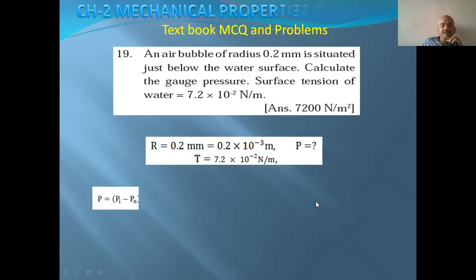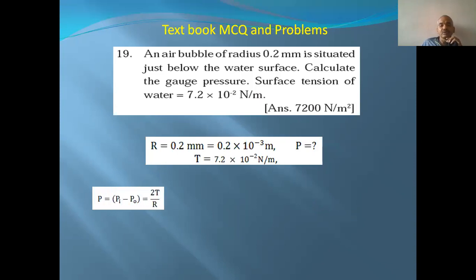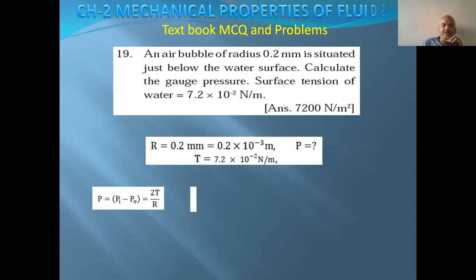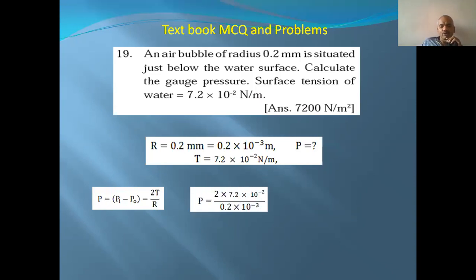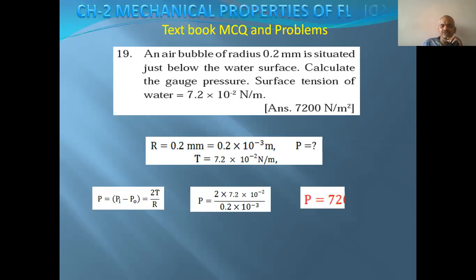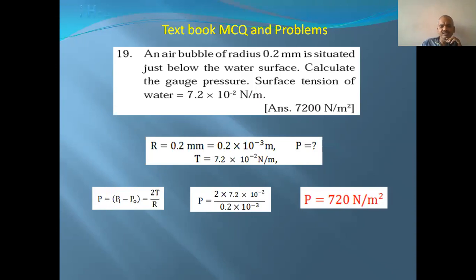The excess pressure P, equal to Pi minus P0 for an air bubble, is 2T upon r. We substitute the value of T and the value of r. Here also the calculation is very simple. The 0.2 cancels out and you get 0.1 in the denominator. By calculation you get 720 newton per meter square. The answer does not match the answer given in the textbook. Just one zero is less there, so you have to correct it.